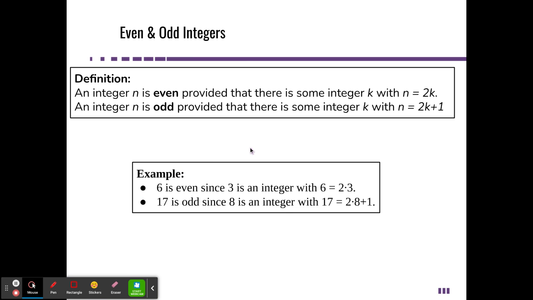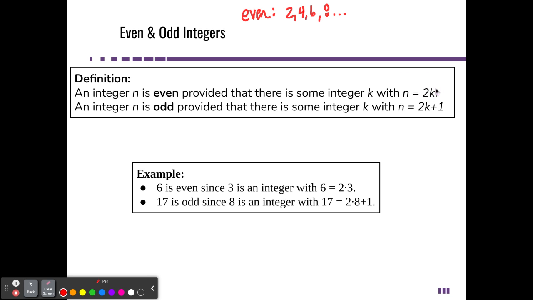So the definition of even and odd: when we look at this idea of wanting to use arbitrary numbers, we obviously know that even numbers are things like 2, 4, 6, 8, etc. And so what we're saying is that an integer n is even provided there's some integer k where n is equal to 2 times k. So if you plug in 1 for k, 2 times 1 is 2. If you plug in 2 for k, 2 times 2 is 4. If you plug in 3 for k, 2 times 3 is 6. Plug in 4 for k, 2 times 4 is 8. So you always get an even number with this.